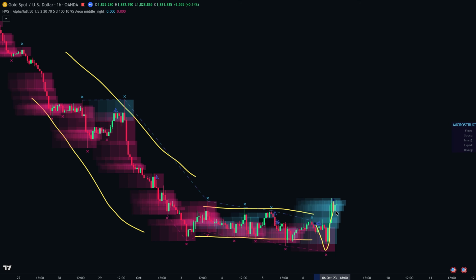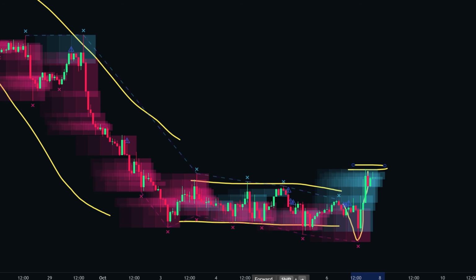Now, how do we enter this trade? It's very simple. All you need to do is wait for price to clear above the upper boundary of this consolidation, basically above that premium shift level, which is the top of the holographic block. Once price closes comfortably above that level, then you can consider your buy entry.